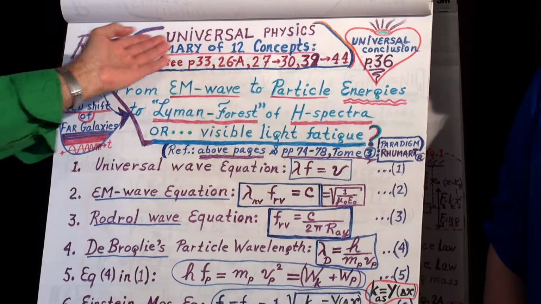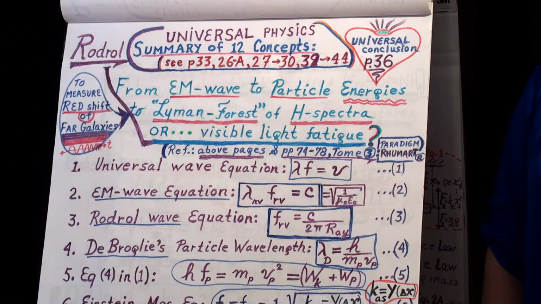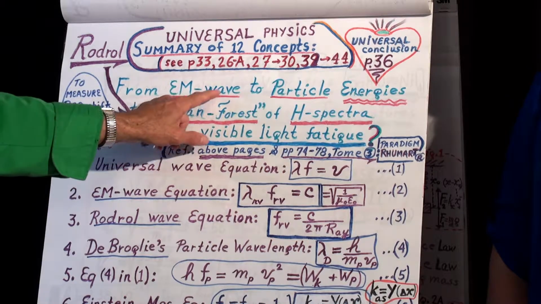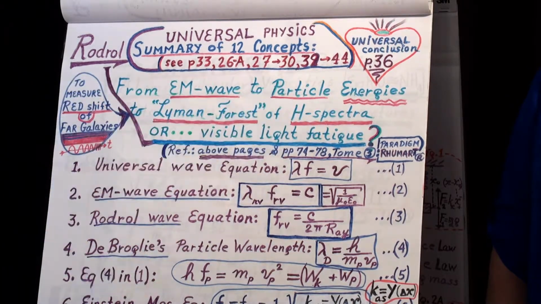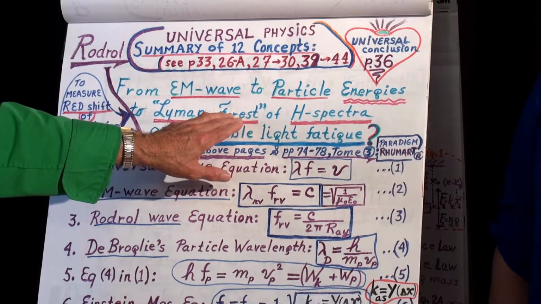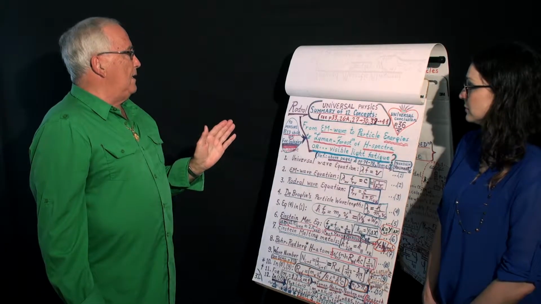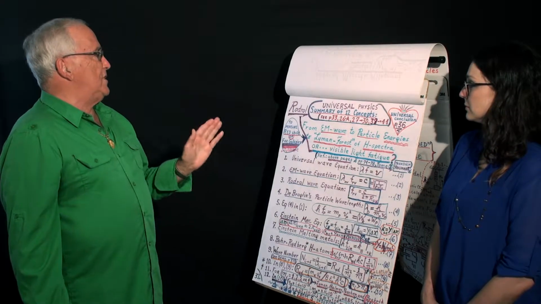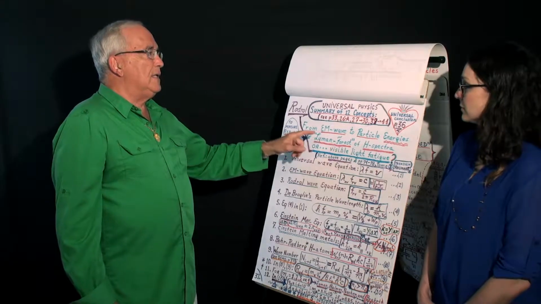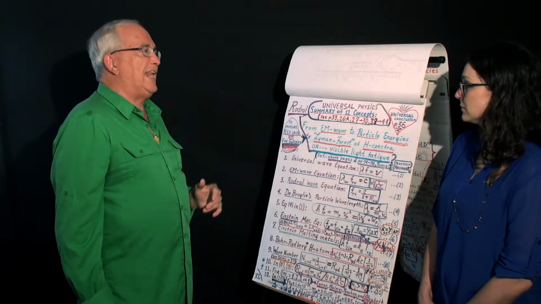This is called Universal Physics, Summary of 12 Concepts, referring to many pages. And here I have a subtitle, From EM Wave to Particle Energies to Lyman Forest. I don't know if you heard the term. The light band of hydrogen spectra that was discovered by Lyman. This is how they measure the distance of different galaxies.